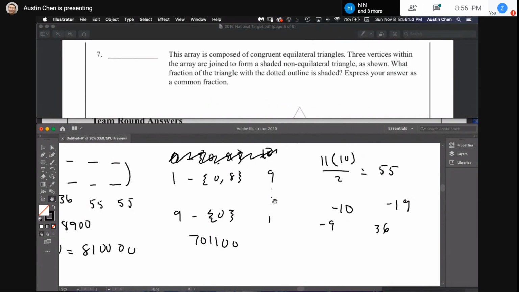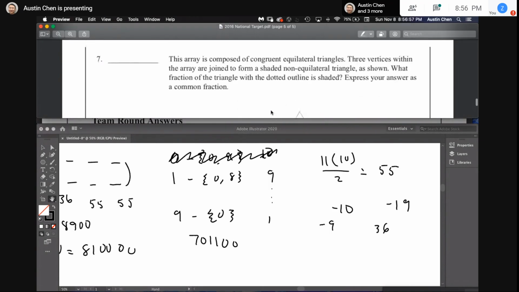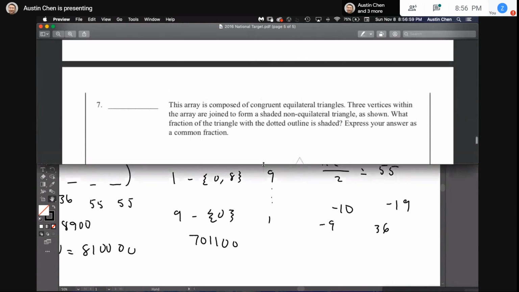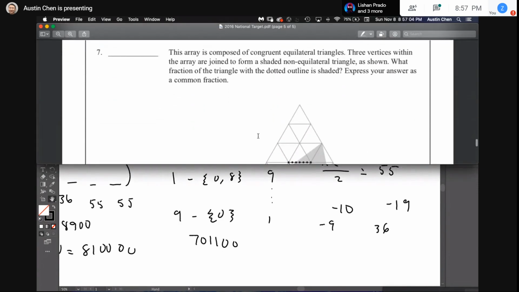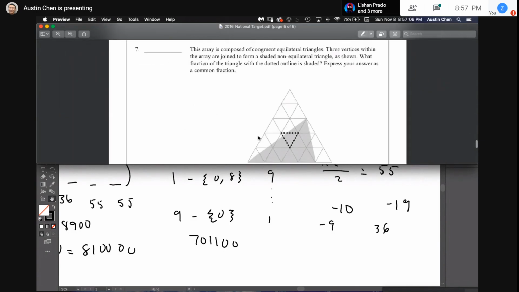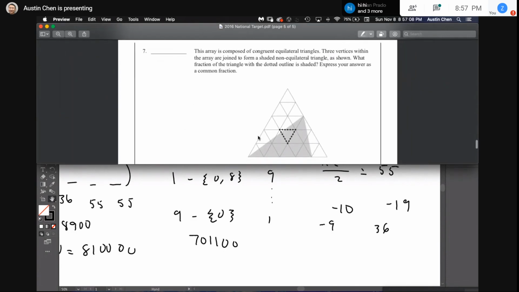Number 7. This one is spicy. This array is composed of congruent equilateral triangles. 3 vertices within the array are joined to form a shaded non-equilateral triangle as shown. What fraction of the triangle with the dotted outline is shaded? Express your answer as a common fraction.